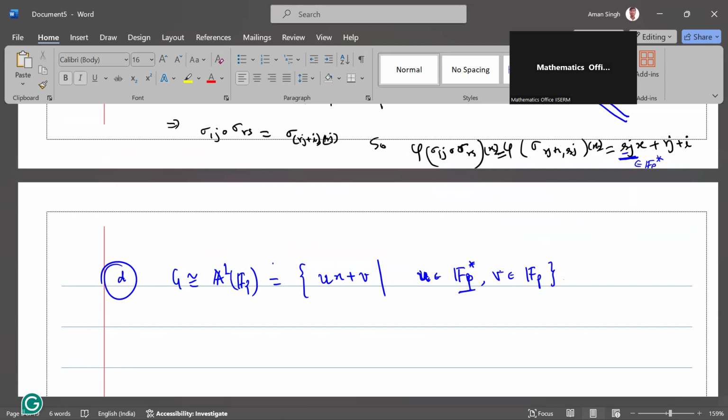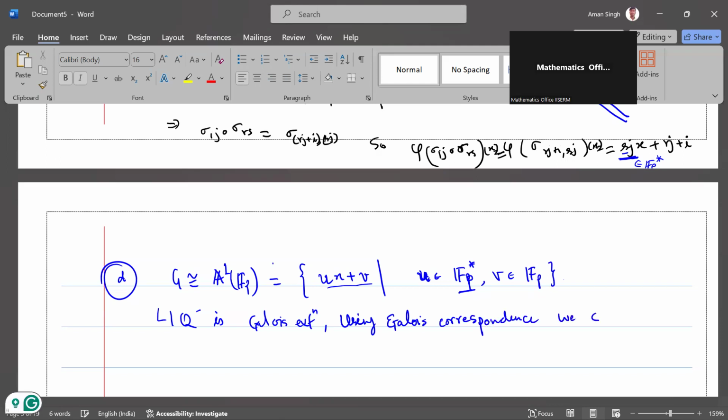The calculation of this subgroup is easy. We can calculate all the subgroups, and then because L over Q is Galois, we can use Galois correspondence to calculate the corresponding fields.